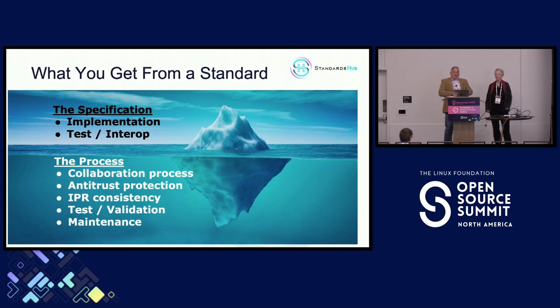Probably one of the most important pieces is the IPR consistency, because even if you are creating a royalty-free standard, where an implementer has the confidence that they will not have to pay royalties, or if you're making a RAND standard where the patents are protected, the contribution integrity of the IPR is really important, and it's central to a good standard. I also mentioned test and validation, because there are going to be performance standards and interoperability standards, and so you want to make sure that your standard creates a test and validation suite.